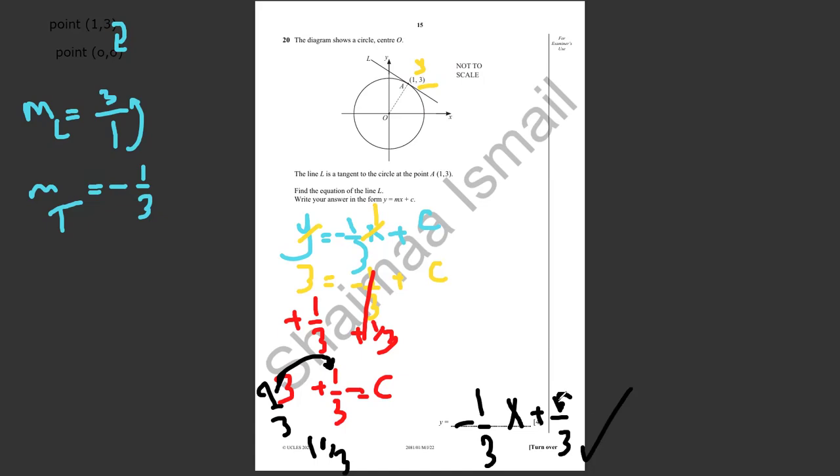Okay. It's clear, 10/3. And write your answers in the simplest form. You don't have to leave it like a mixed number like this. That's not right. You'll lose a mark if you write it like this. Okay, next.